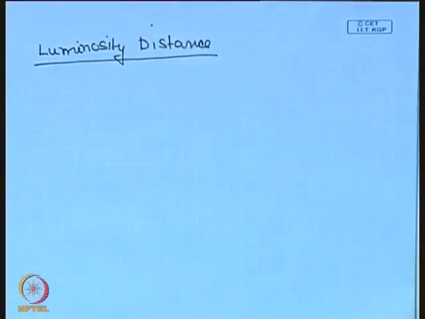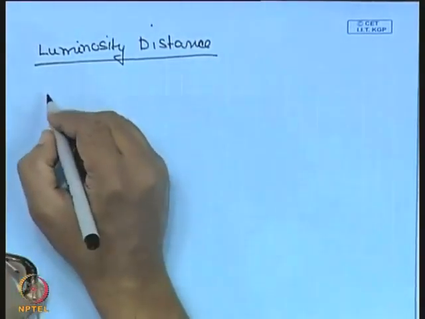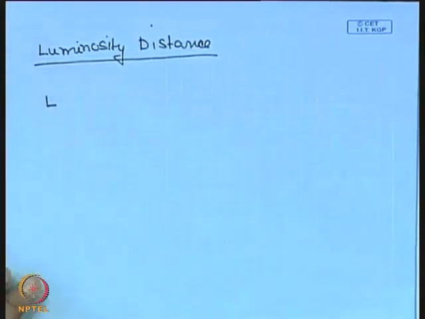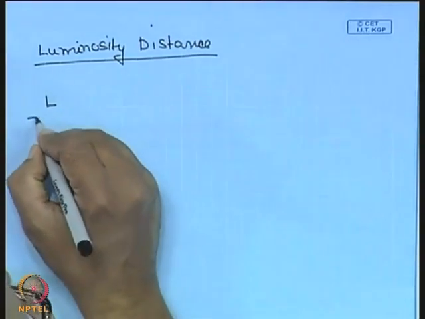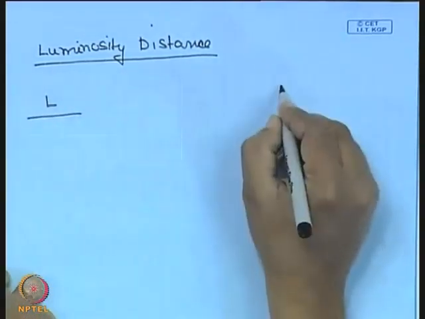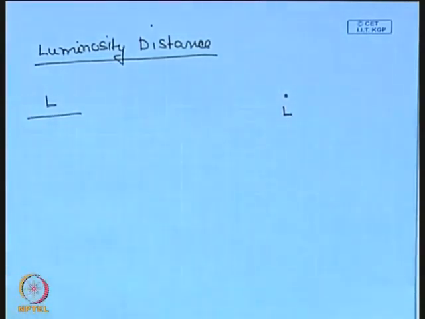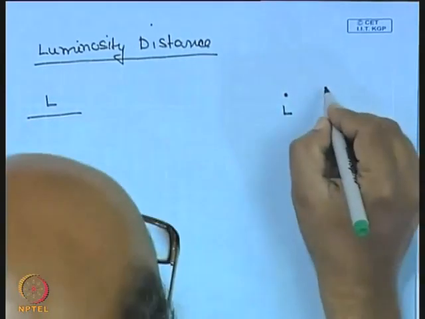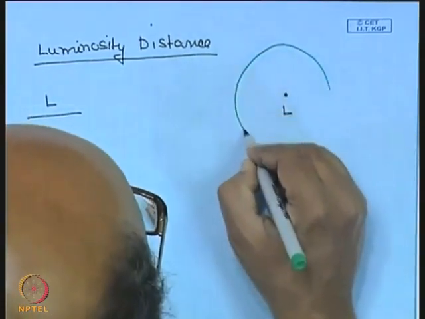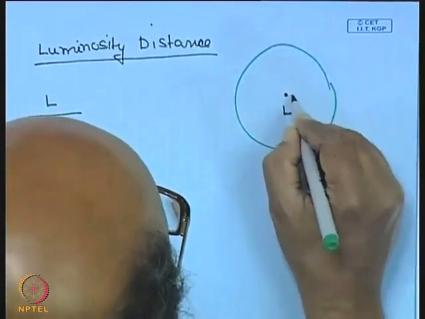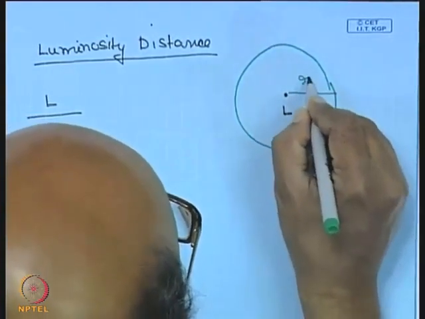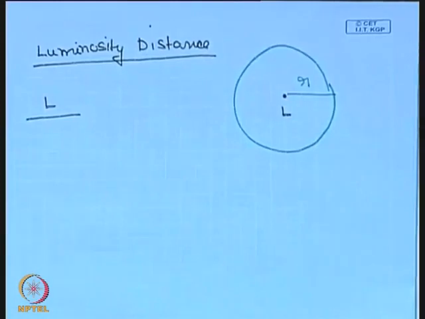So what is the luminosity distance? The luminosity distance is defined as follows. Suppose I have a bulb, a 100-watt bulb, fixed luminosity, and I observe it from a distance. So this is my source, which has luminosity L, and I observe it from a distance r, from where I can measure the flux.